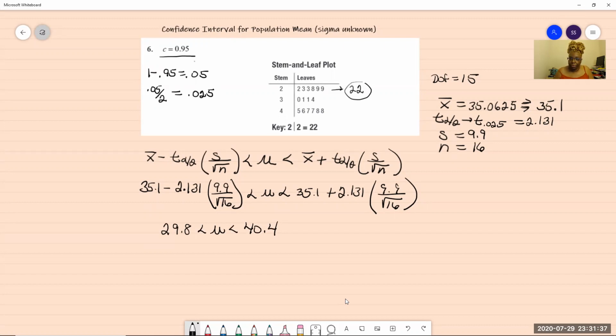Okay, so this is it. This is how you find a confidence interval for the population mean when sigma is unknown and you have a stem and leaf plot, right? And you're given decimals.